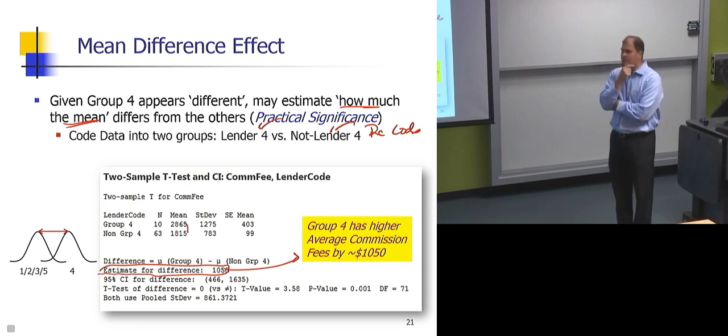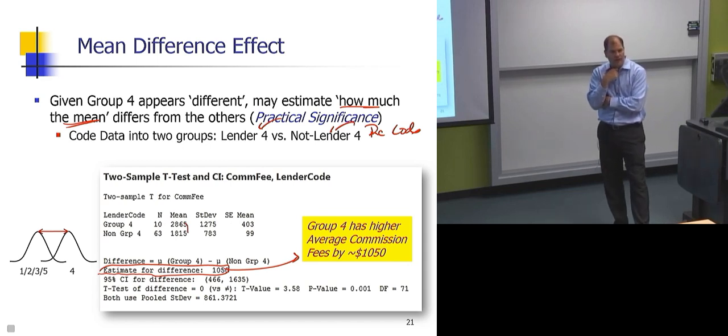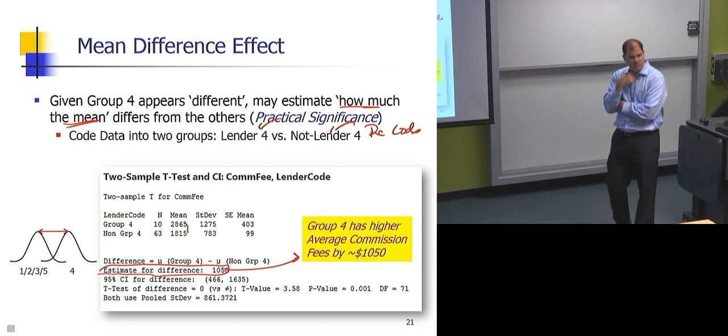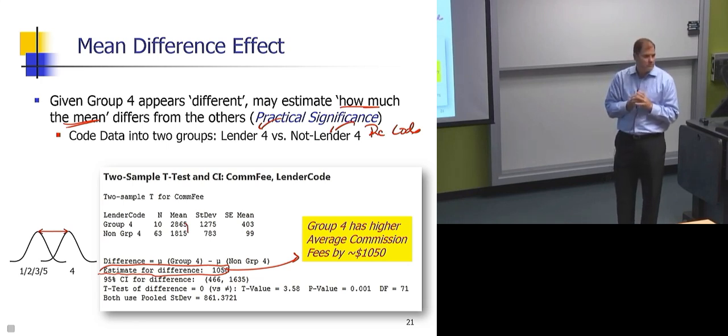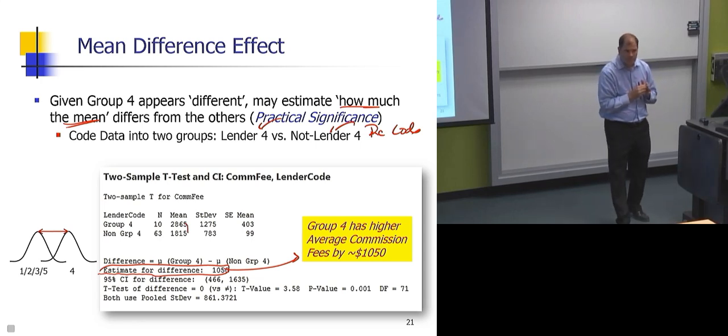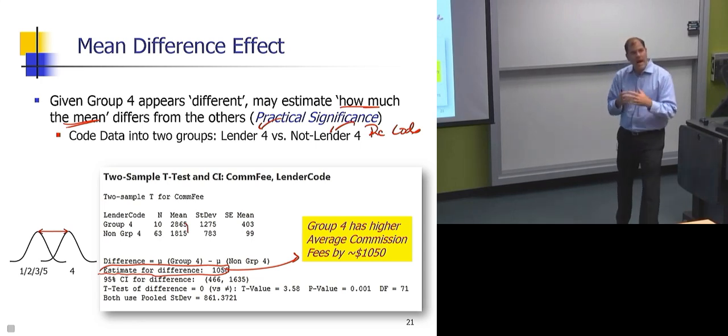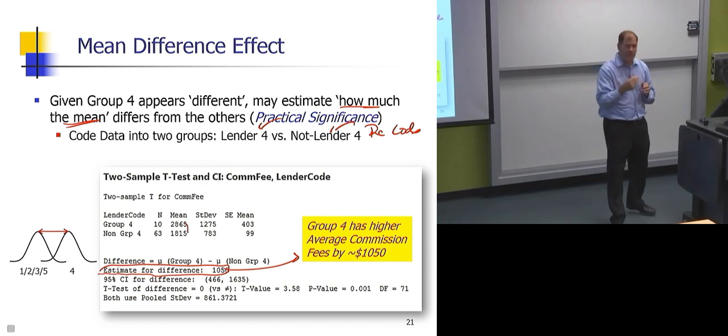You see where it says 95% confidence interval of difference is 466 to 1635. What is interesting about that? It does not include what value? Not the group 4 mean. The difference does not include 0, right? When it doesn't include 0, that means that the distribution is shifted. We're not surprised by this result, right? Because of what we've already done.